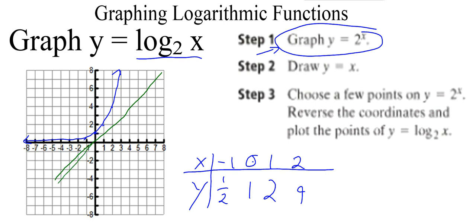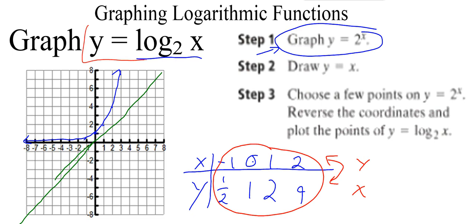I'm a little bit off there. There we go. Okay. And now I'm going to choose the points that I have here and interchange them. Now these are my y values, and these are my x's for my logarithmic graph. So I'm going to have the point at 1/2, I'm -1. At 1, I'm at 0. At 2, I'm 1. And at 4, I'm at 2.